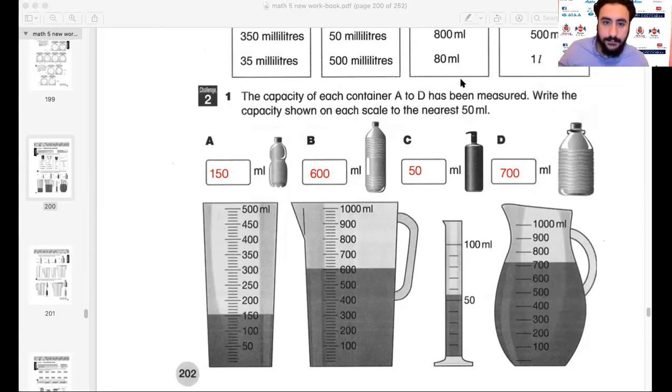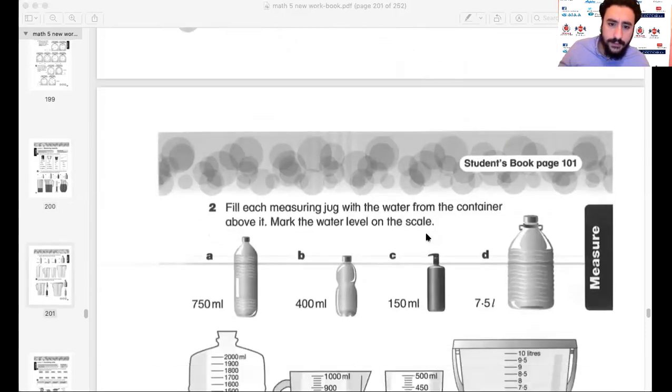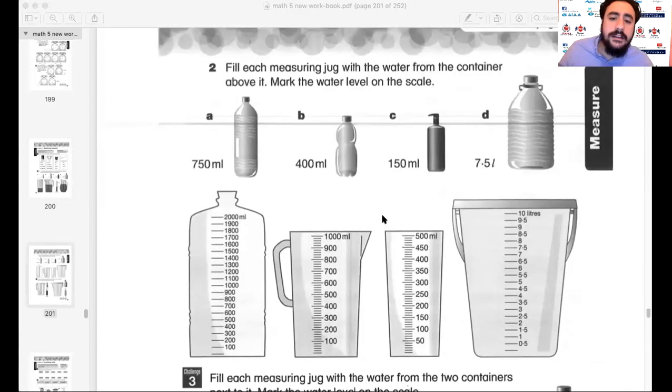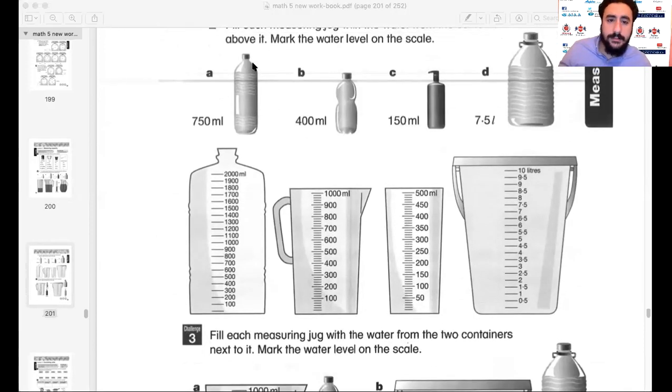Okay, let's go for challenge number 3. Here you're going to do the opposite. For example, this is 750, so I'm going to go between 700 and 750. It's going to be like here. It's greater than 700, at the middle between 700 and 800. So this one is 750.